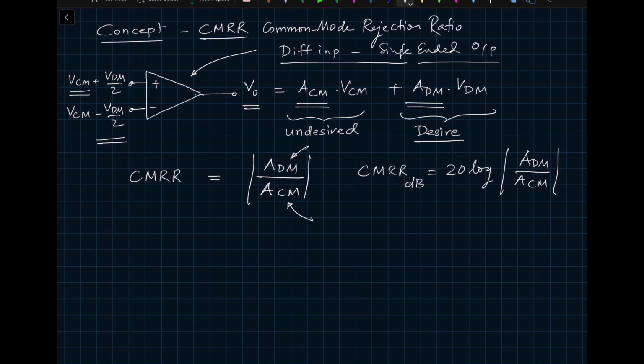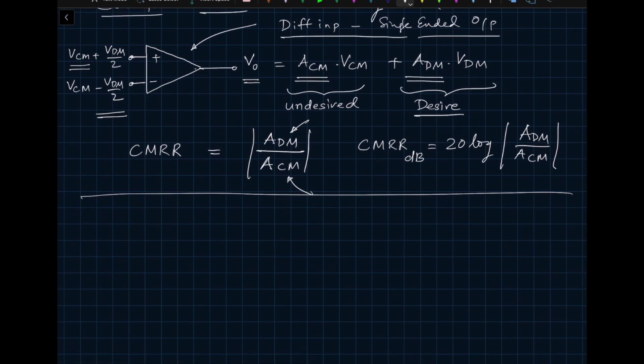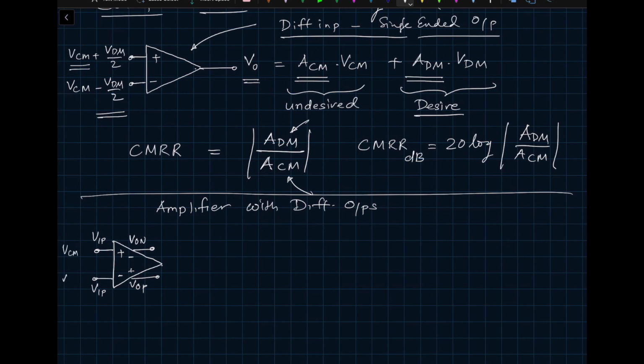What happens when you have a fully differential amplifier? Let's go through that as well. When you have an amplifier with differential outputs, there is a small nuance that you need to take care of. VIP and VIN are the plus and minus inputs, and the outputs are VON and VOP. Again, I'm applying the same input, which is VCM plus Vd by 2 and VCM minus Vd by 2.